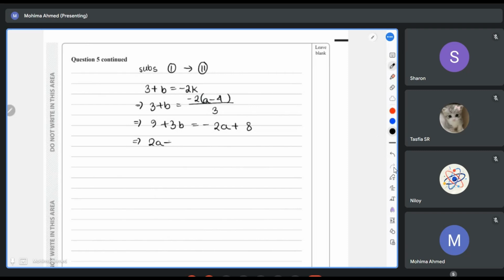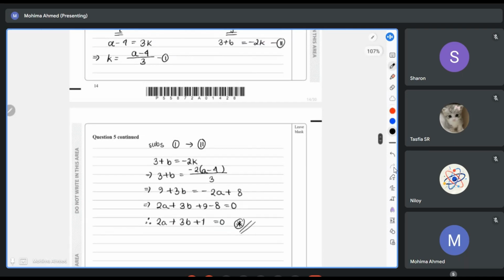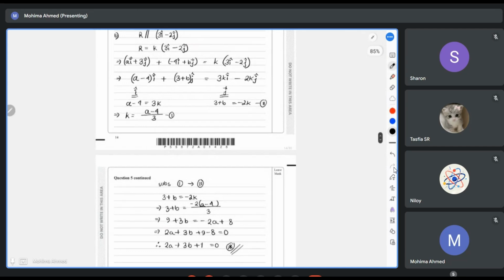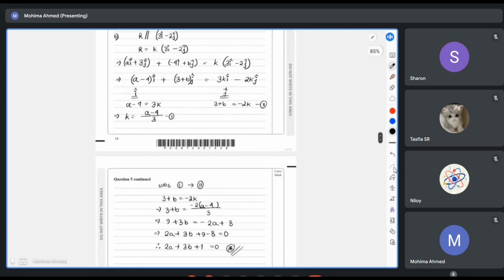So 2a plus 3b plus 9 minus 8 equals 0. Finally, you have 2a plus 3b plus 1 equals 0. Right? This was the equation that you have to prove, and we proved it. This was the entire working for part B.